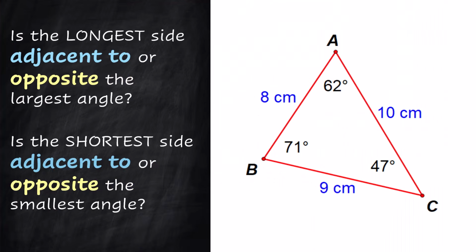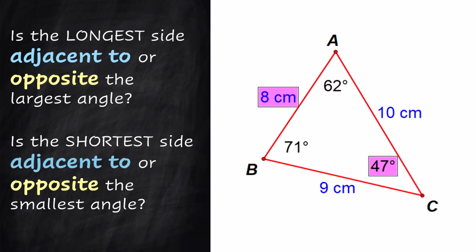Is the longest side adjacent or opposite the largest angle? Well, here's the largest angle for this triangle, and the longest side is this one. Adjacent or opposite? It's opposite. What about if we go the other way? The shortest side. Where's the shortest side? That would be the 8. Is it adjacent or opposite the smallest angle?